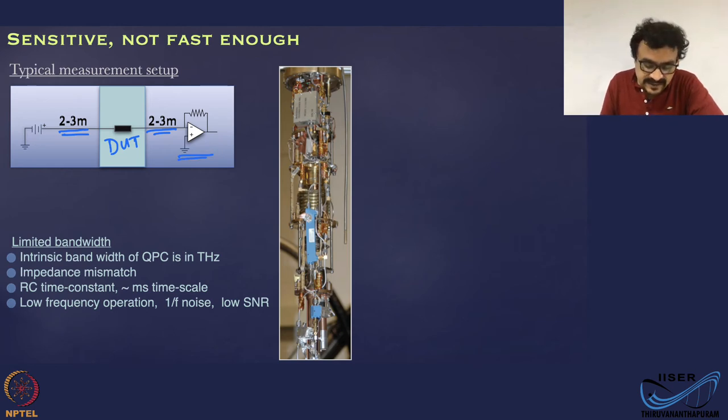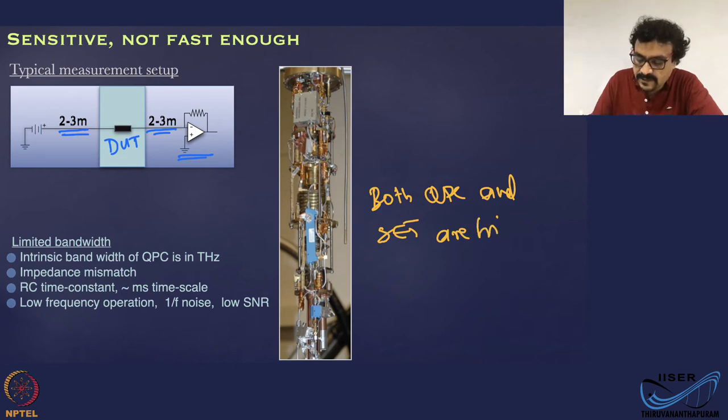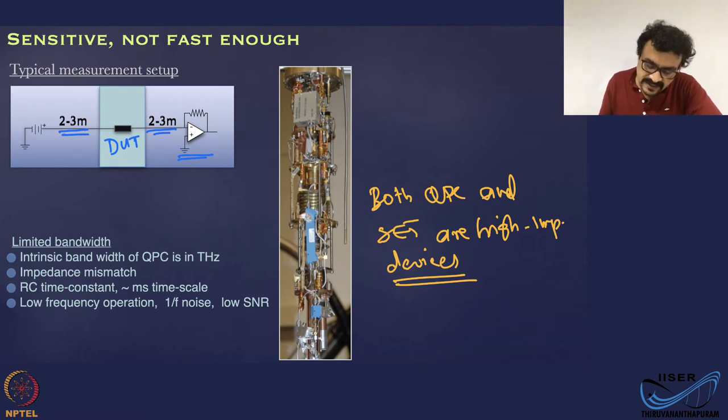Okay, and remember, whether it is a QPC or a single electron transistor, these are high impedance devices. So what I am trying to say is, both QPC and SET are high impedance devices. What that means is, this high impedance plus the capacitance of the long, long wire is going to set up an RC time constant which is in the millisecond range.